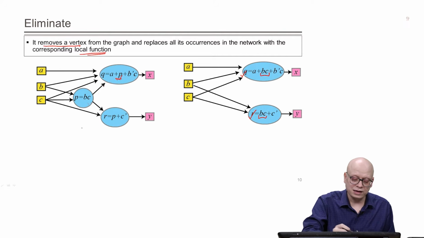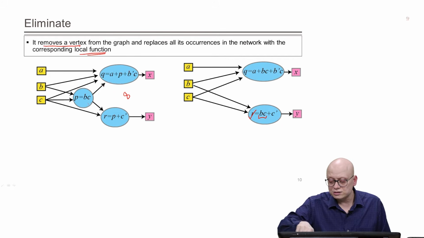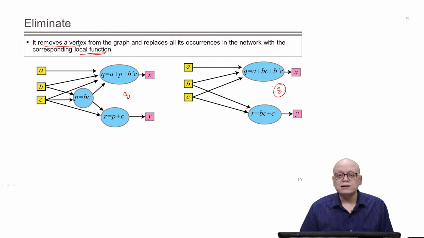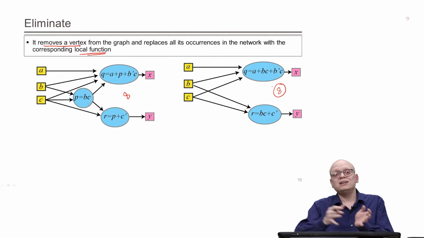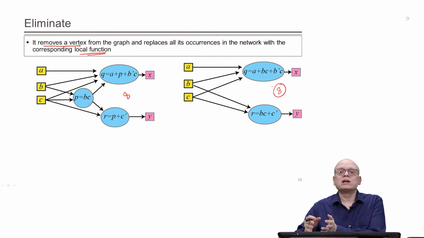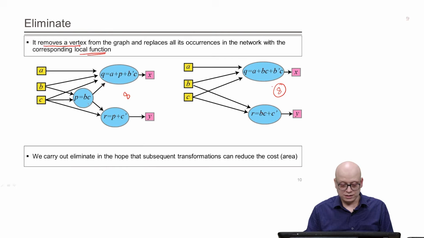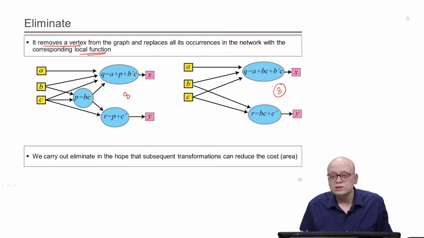So initially we had how many literals? Initially we had 1, 2, 3, 4, 5, 6, 7, 8, 8 literals, and later how many literals do we have, right? 1, 2, 3, 4, 5, 6, 7, 8, 8. So we have 8 literals, there is no change in area, right? But why are we doing this elimination? We are doing this in the hope that in a later transformation we can improve the area, right. So we carry out eliminate in the hope that subsequent transformations can reduce the area cost.